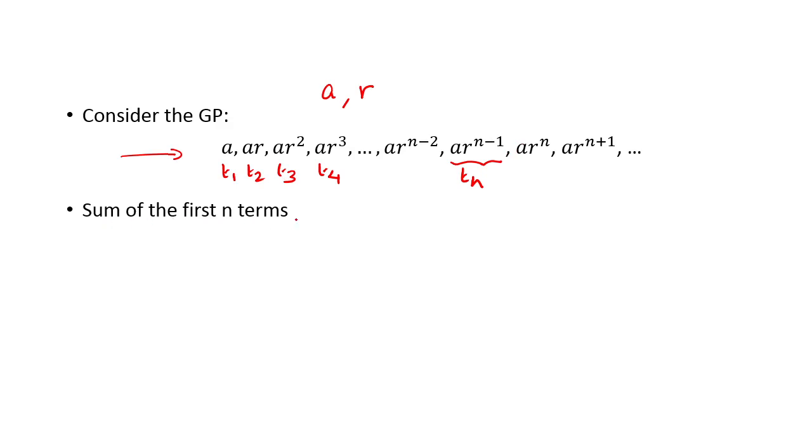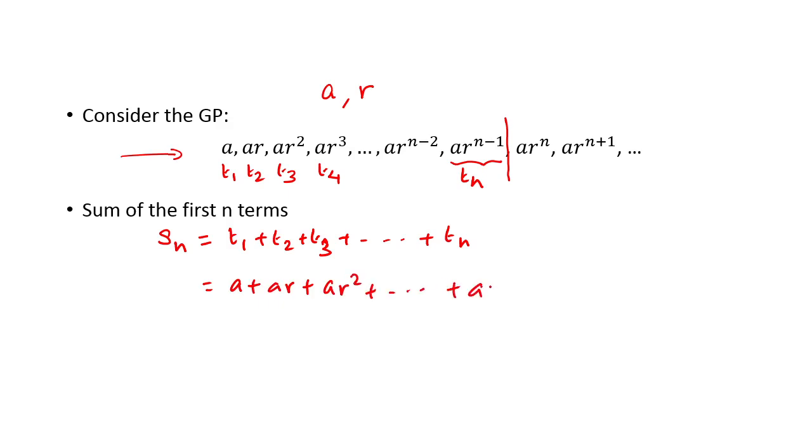So the sum of the first n terms is the sum of these n terms that we are considering here. It is denoted by the same notation Sn, the same notation that we use for arithmetic progression. It is the sum of t1, t2, t3 and so on till the nth term. This is the sum of the first n terms. So we are looking at a plus ar plus ar square and so on plus ar raised to n minus 1.